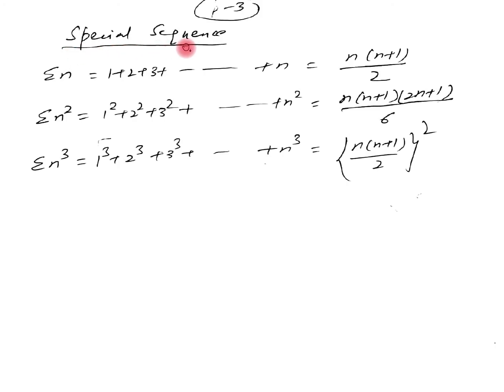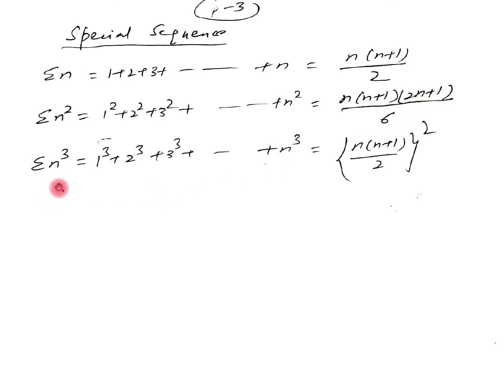Now the special sequence, sigma n. Sigma n means the sum of the first n natural numbers. The result is given by n into n plus 1 by 2. It means we have to learn sigma n equal to n into n plus 1 by 2. This we can easily calculate using AP. Similarly, sigma n square means the sum of the squares of the first n natural numbers, and the result of sigma n square is equal to n into n plus 1 into 2n plus 1 upon 6.